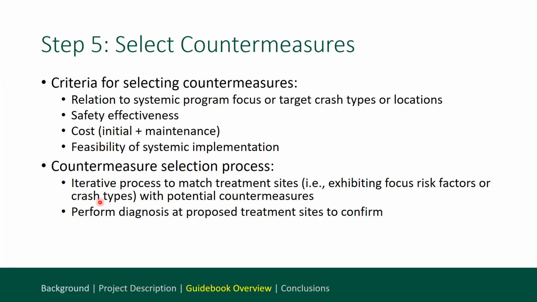And the selection process is iterative to match the treatment site with potential countermeasures. Okay? Because if you identify treatment site based on empirical Bayes approach, and the countermeasure there is not relevant, you might have to do some iterations going back and forth between which countermeasure to choose for most important selection sites. And then perform diagnosis at the post-treatment sites to confirm. And you look at that and say, hey, I select this countermeasure, but would that countermeasure actually even work at that site? That's your selection process there.